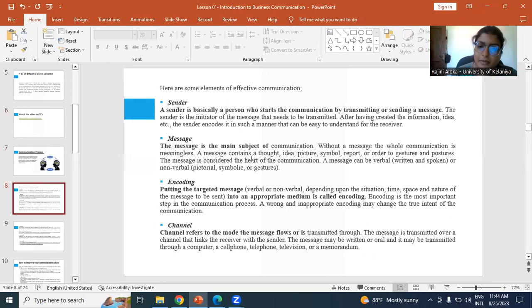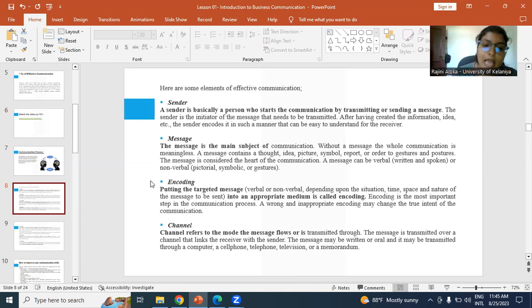Okay, then the message. The message is the main subject of communication. Without a message, the whole communication is meaningless. A message contains a thought, idea, picture, symbol, report, order, gestures, and postures. The message is considered the heart of the communication. A message can be verbal, written, and spoken, or non-verbal, pictorial, symbolic, or gestures. Okay, so there's verbal communication and non-verbal communication. So the message can be either of these.